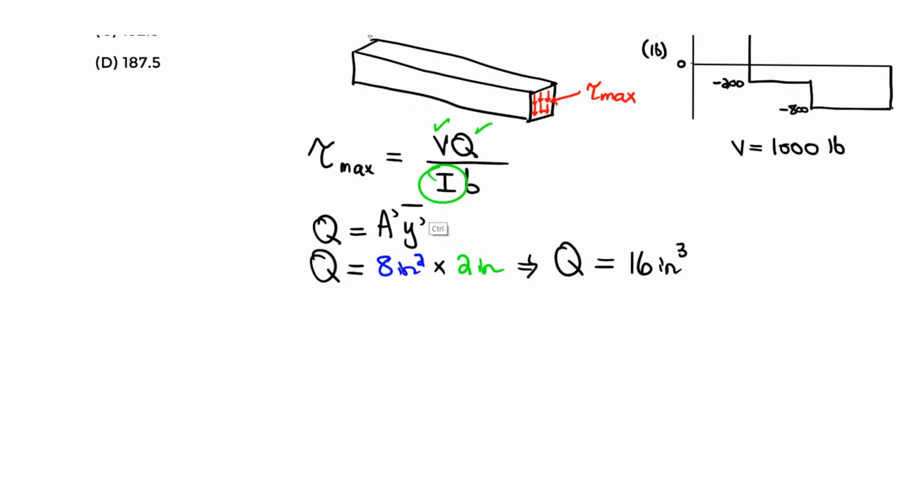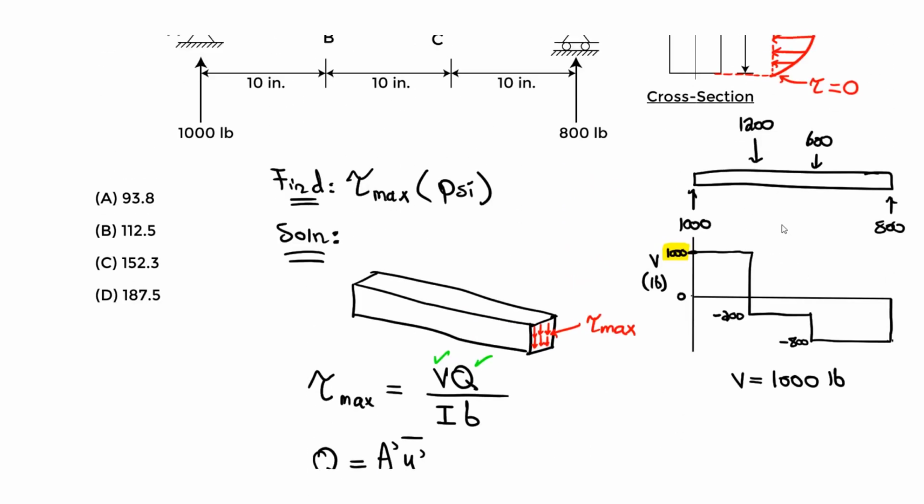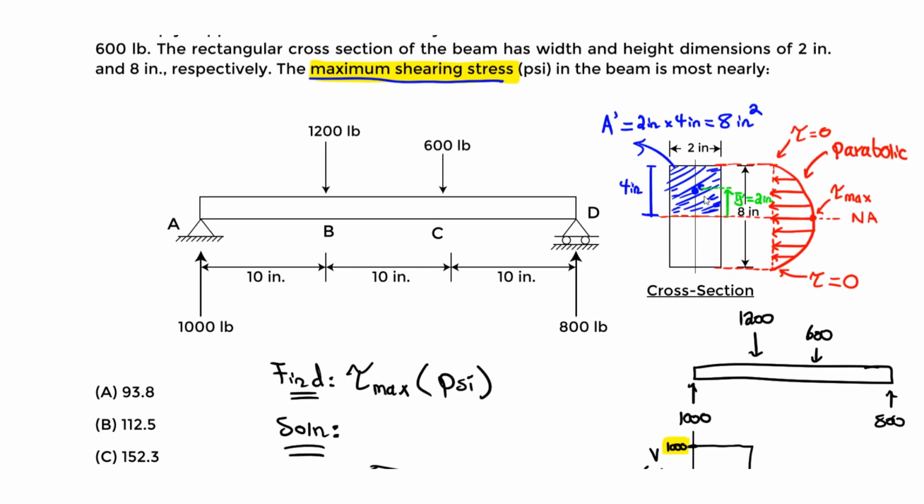We're almost done. I in this case is what? How would you find I for a rectangle? You just use the statics tables. In this case, you have bending about the neutral axis, the neutral axis being that, which is actually like the x-axis.